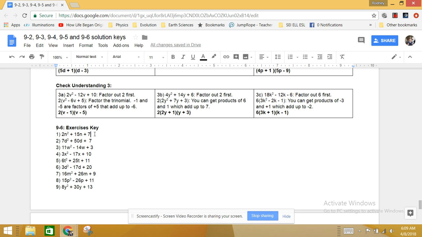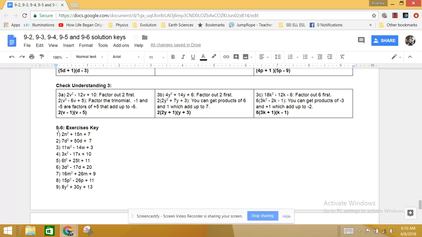Okay, I've been asked to make some videos about factoring trinomials with a lead coefficient other than 1. So there's a few different ways you can approach this. I will try and go through a few of them using different ones for different problems. So for this one, I've got number 1 from the homework, 2n squared plus 15n plus 7.